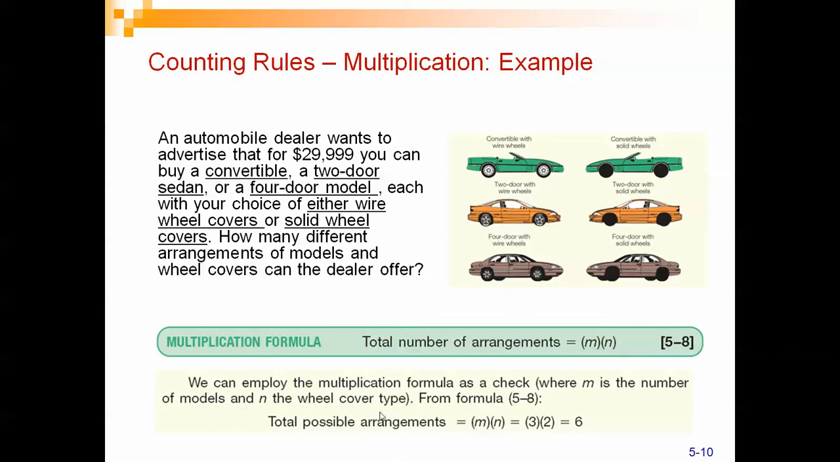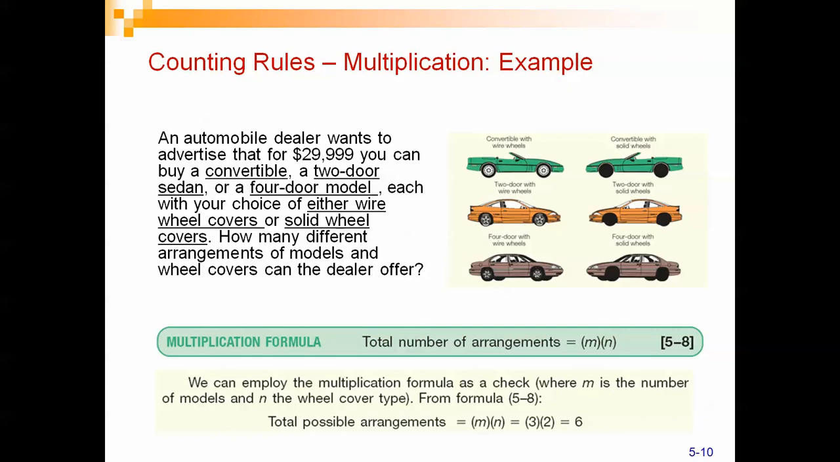We'll see that the formula equates to 3 different car options, convertible, two-door, or four-door, and 2 different wheel options, either wire wheel cover or a solid wheel cover. It gives us 6 total options. Now, what you can see is that we can easily count and display all of the different options right here, even with the fancy car depiction themselves rather than just a little boxy car. What would happen, though, if our numbers got bigger?